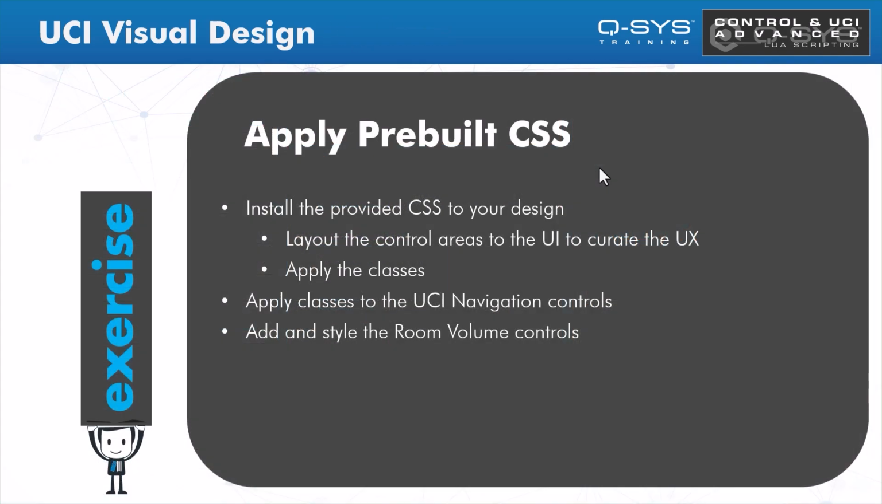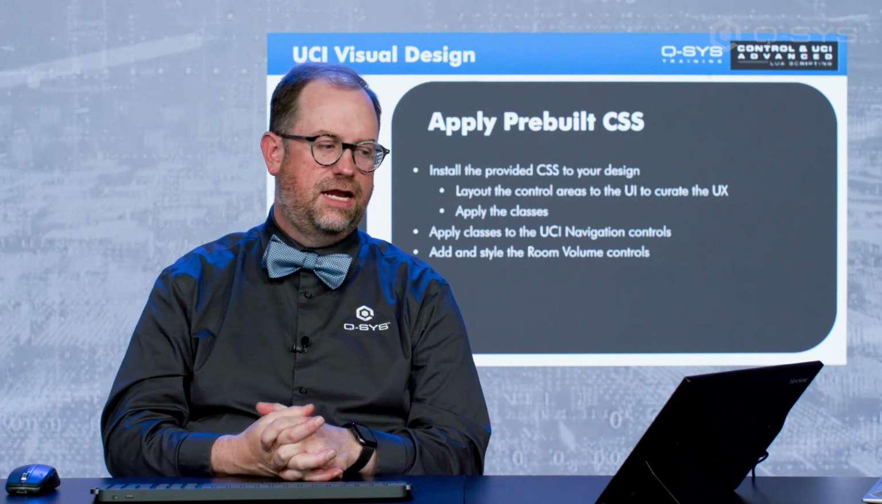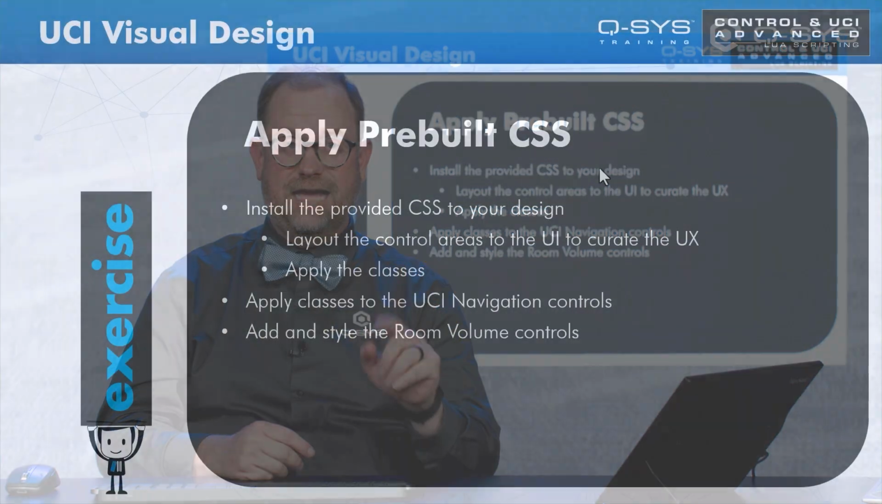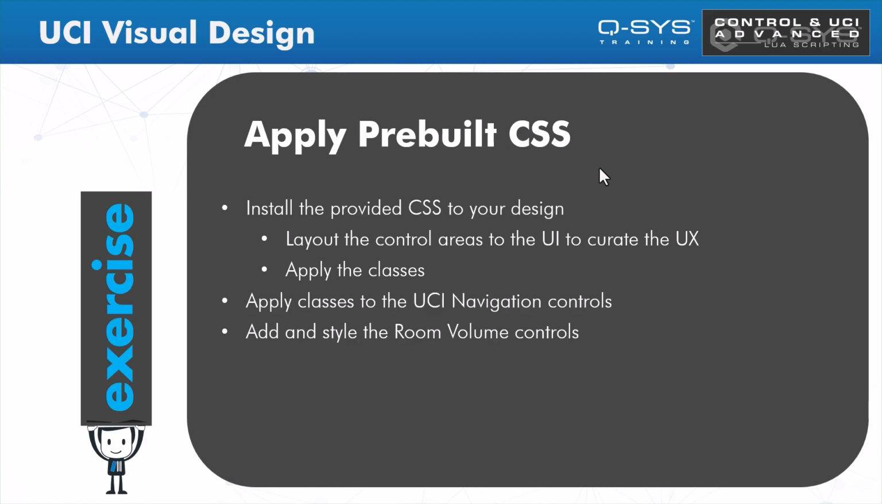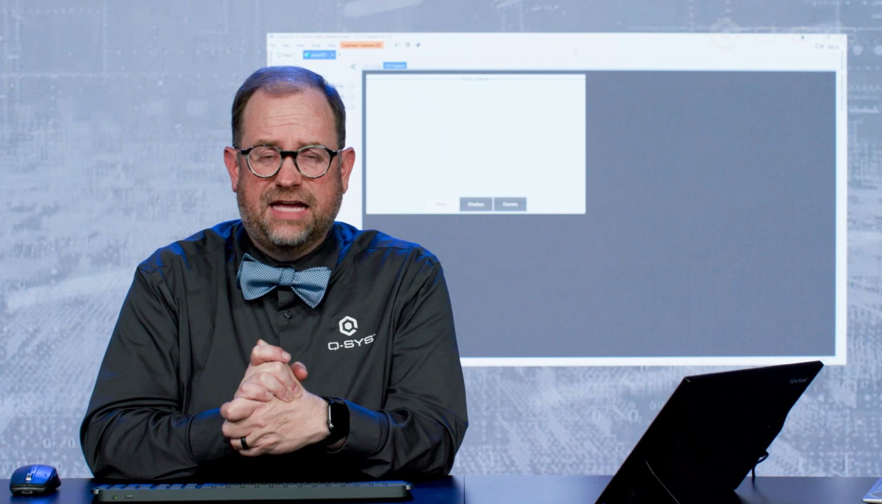Here's our task. We are going to install the provided style sheet into your design. We're going to lay out some stuff to curate our user experience. We're going to apply some classes, which is fancy CSS terms that we're going to work through here in a moment. And because I'm from Texas and we say gussy, we're gonna gussy up those UCI navigation controls, and we're going to finally add those room volume controls that you were remembering as part of the control scope of work.